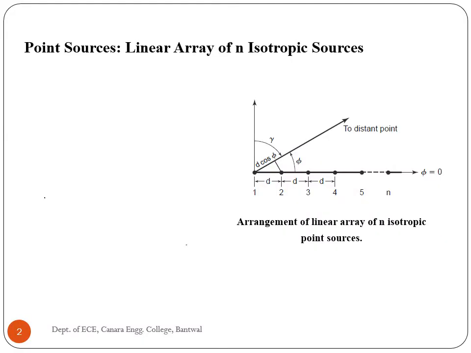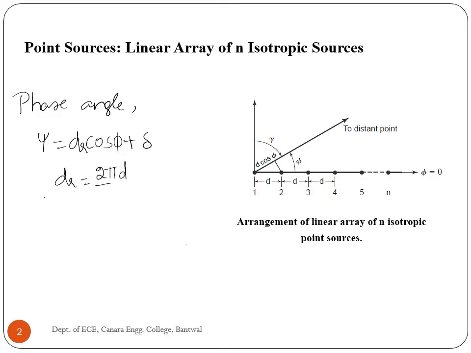Linear array of n isotropic sources. Consider a linear uniform array of n isotropic point sources. The total phase angle psi is dr cos phi plus delta, where dr is 2 pi d by lambda, which is equal to beta d.